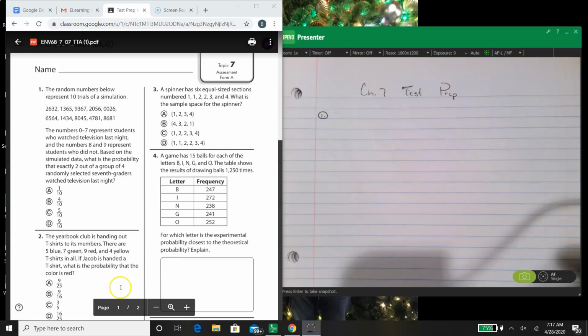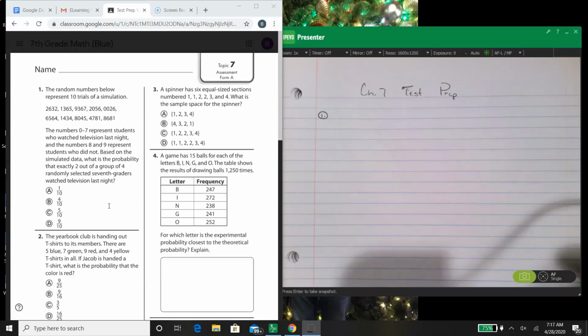Good morning, seventh grade. I want to take this opportunity now. We are going to have a test on Thursday, and this test is going to be very similar to the one that you have here on the screen. Hopefully you can see both your test prep worksheet that you were supposed to have completed on Thursday, and my screen, which just has a blank sheet of loose leaf.